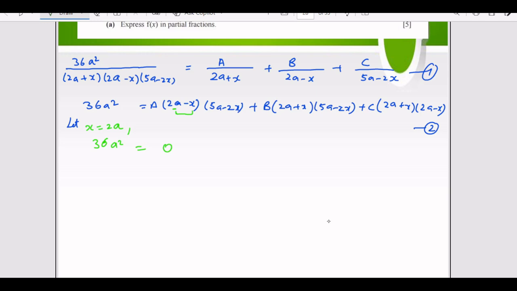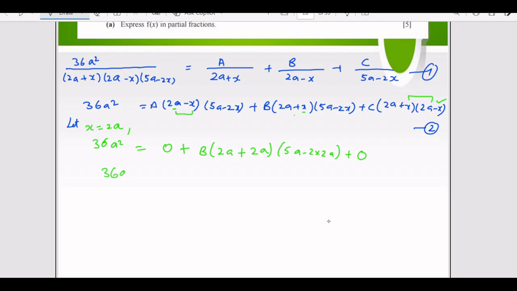x is 2a, sorry, not 2a, yeah, it will not become 0. So b into 2a plus 2a, that is the value of x. Then we have 5a minus 2 into 2a, right? Then plus, now here x is 2a, so this value is going to become 0. So I'm just going to put directly 0.